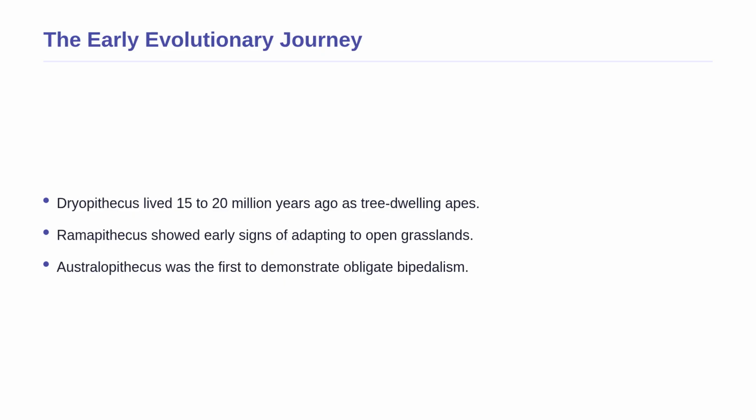A major milestone was reached with Australopithecus. They were the first hominins to definitively demonstrate obligate bipedalism, meaning they walked upright on two legs permanently.